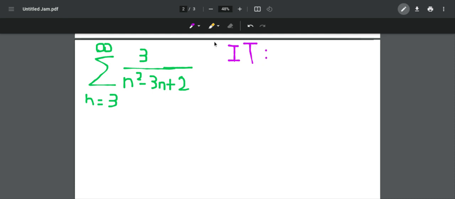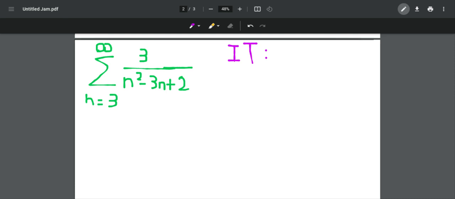One is that the function should be continuous over that interval. The other is that the function should be positive over that interval. And the third one is that the function should be decreasing. If we graph this function, we definitely see that it is decreasing over 3 to infinity. It's definitely positive; if you plug in values, it's always positive. And it's also continuous because there's no point of discontinuity.